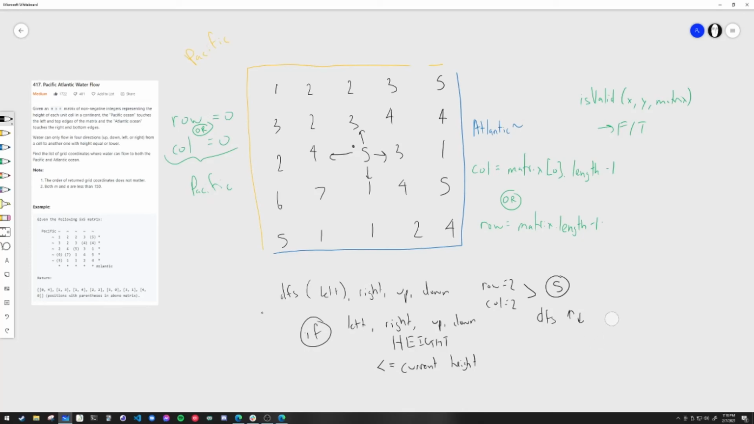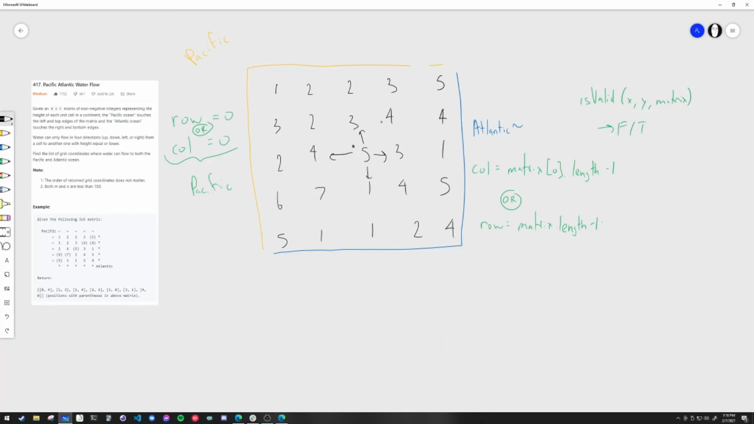Yeah, because we're trying to find a node that can make it to the Pacific top left and the Atlantic bottom right. Exactly. Like I said before, we can do this exact approach from any one of these points, run two different DFS solutions, and see if it flows into the Pacific or the Atlantic, which is totally fine. But there's a better way to look at this.